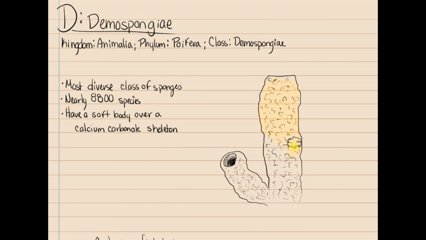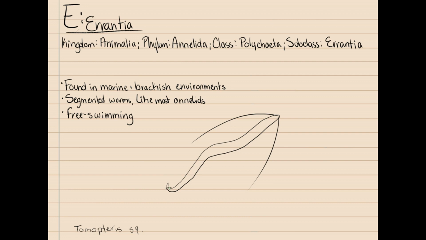D is for Demospongiae, the most diverse class of sponges. There's nearly 8,800 species, and they have a soft body over a calcium carbonate skeleton.